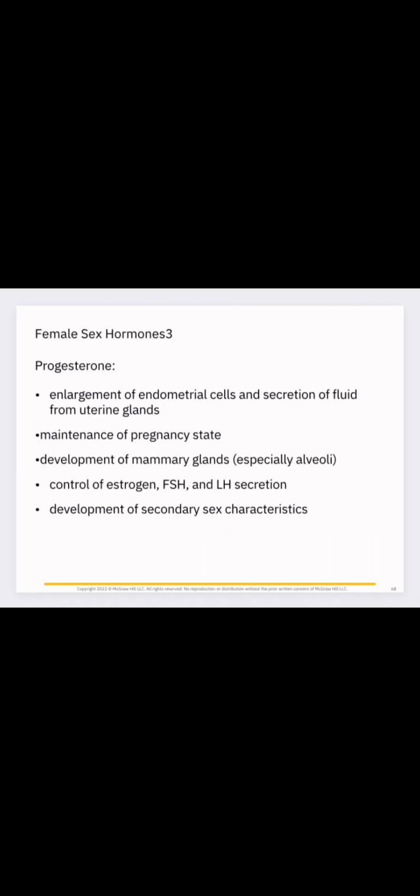Estrogen. It causes proliferation of endometrial cells, development of mammary glands, especially the duct system, control of LH and FSH secretion, and development and maintenance of secondary sex characteristics. Progesterone. What is progesterone? It causes enlargement of endometrial cells and secretion of fluid from the uterine glands, maintenance of pregnancy state, development of mammary glands, especially the alveoli, control of estrogen, FSH, and LH secretion, and development of secondary sex characteristics.